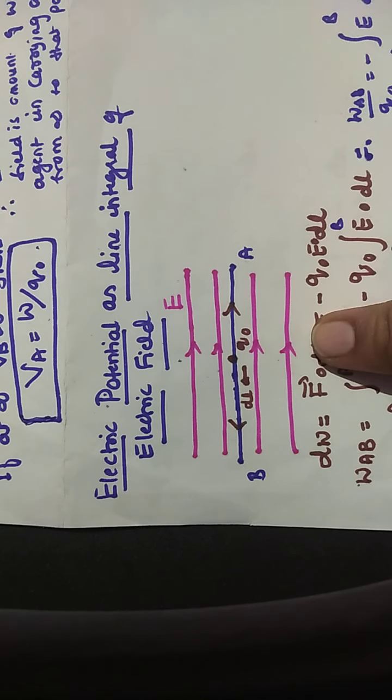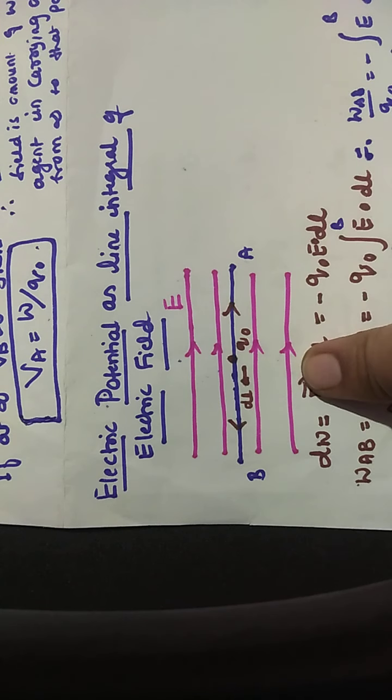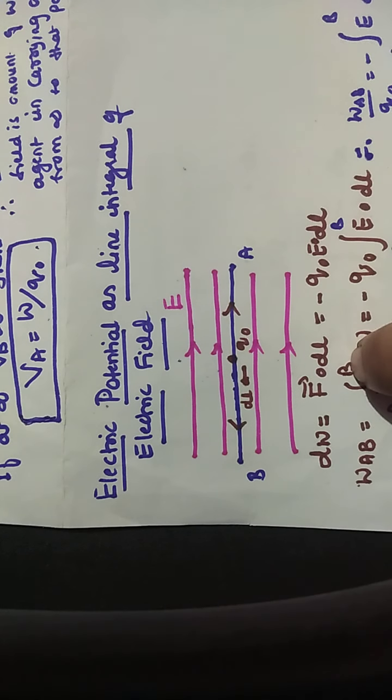We all know that an electric field is represented by electric lines of force. What is an electric line of force? It is the line in the electric field such that the tangent at any point on this line gives the direction of the electric field at that point. These are the field lines, and this is a uniform electric field.